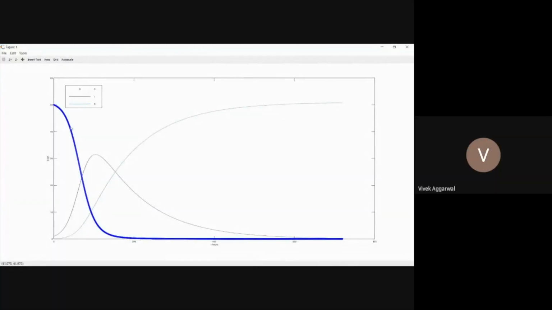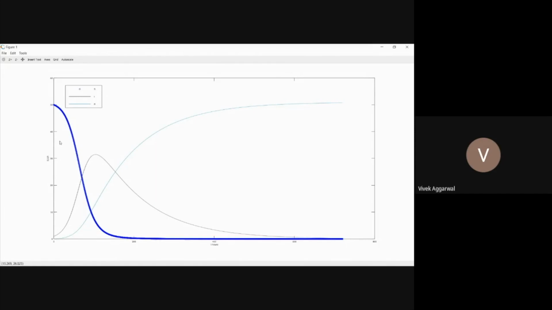Now you can see that this S is the blue circle, so this S is going down because the number of susceptible, we have started with 50, and as the time marches, the number of susceptible goes down. So after 0 to 200 hours, T is in hours, the susceptible almost goes to 0, because we are doing the calculation up to this. So in this case, my number of hours, T hours, are going up to almost 700.